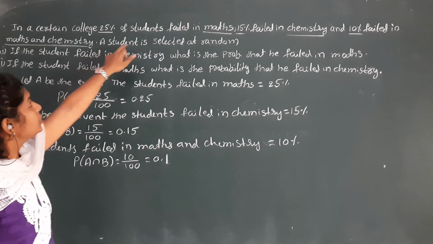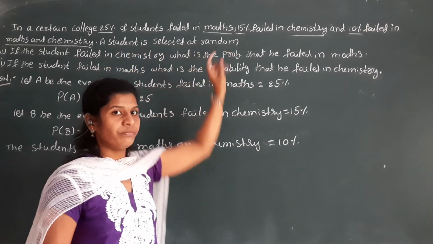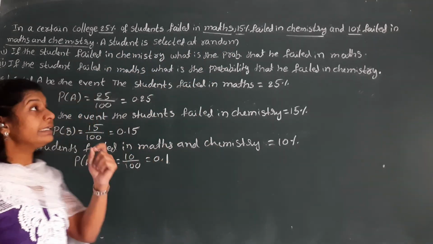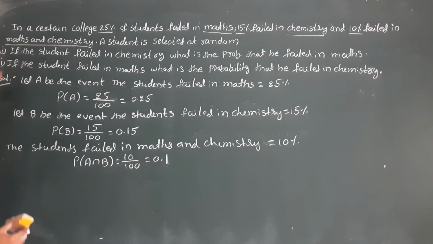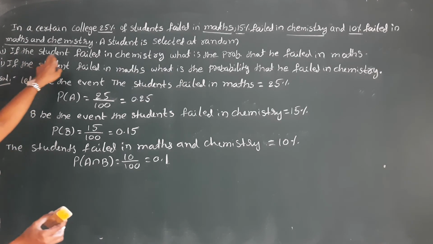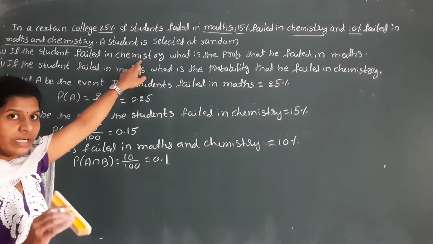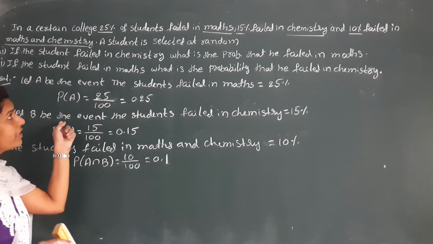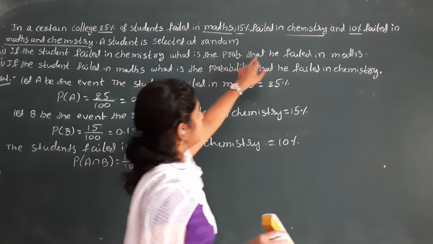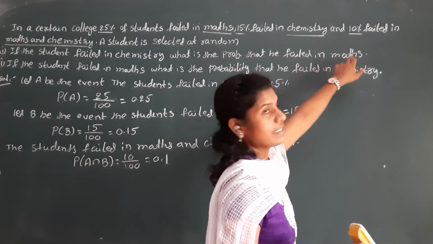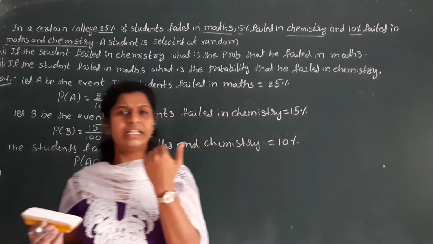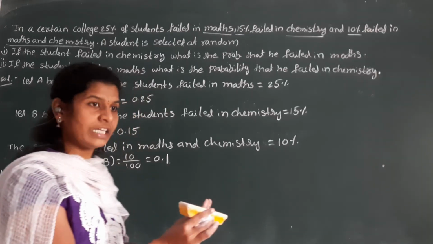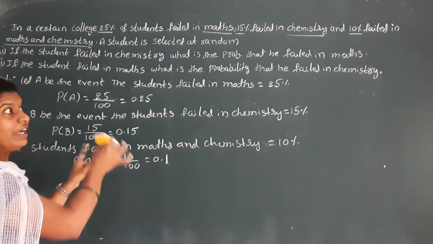Next, a student is selected at random. What is the first question? If you select a student randomly, and the student failed in chemistry, what is the probability that he failed in maths? Already the person failed in chemistry. Again I am checking, did he fail in maths?